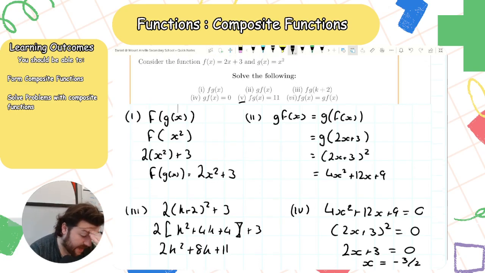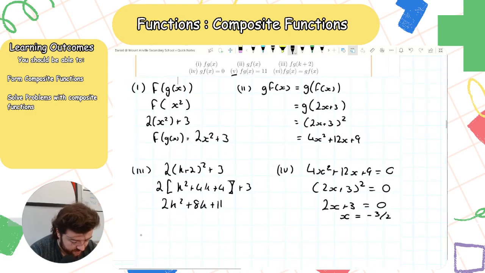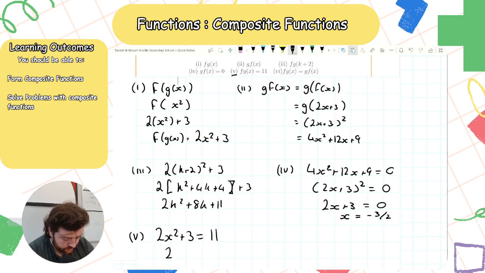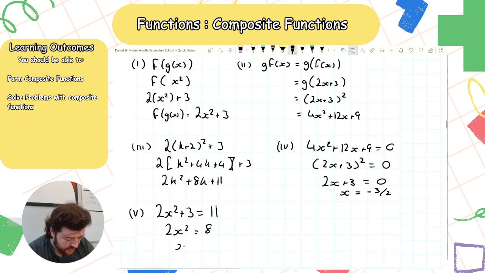When f of g of x is equal to 11. f of g of x is equal to 11, so 2x squared plus 3 is equal to 11. 2x squared is equal to 11 minus 3, which is 8. x squared is equal to 8 divided by 2, which is 4. x is going to be equal to plus or minus 2.